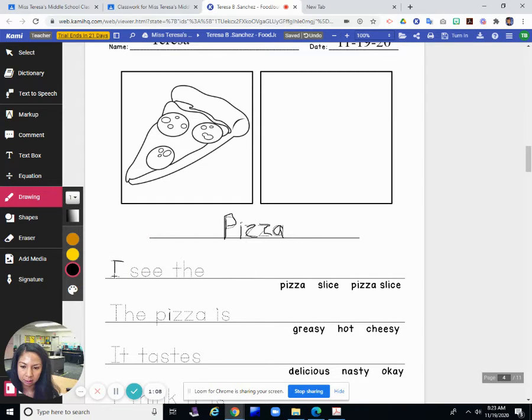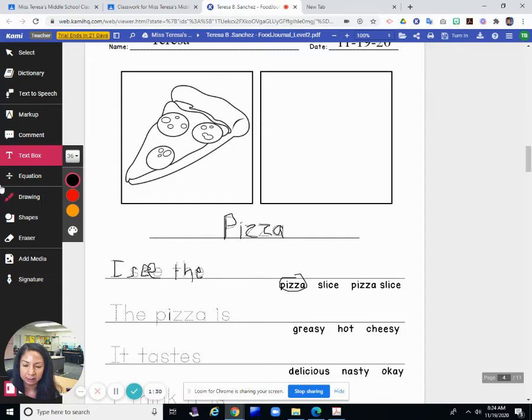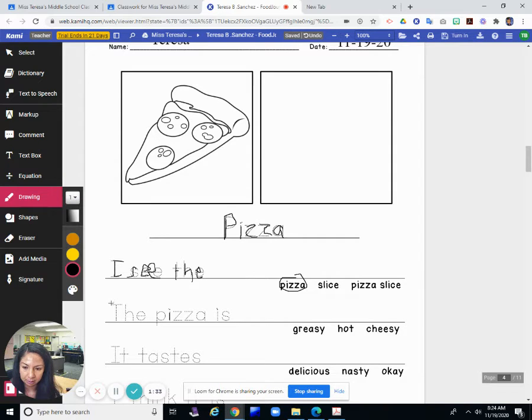Okay. I, capital I, see the, T, H, E, I see the pizza slice. You see the pizza. Oh, capital I. I'll finish tracing first. The, capital T, H, E, the pizza, P, I, Z, Z, A.